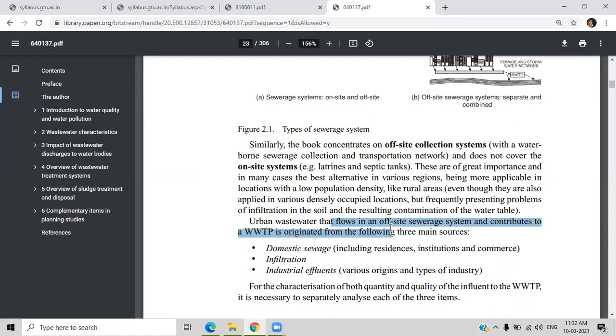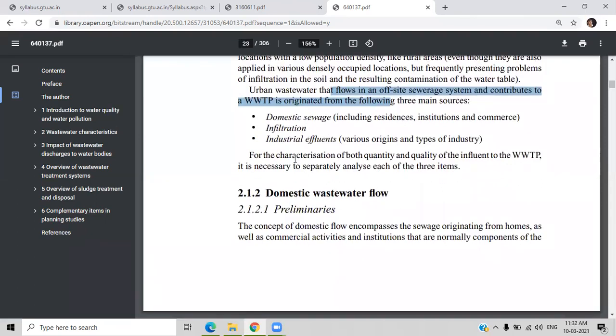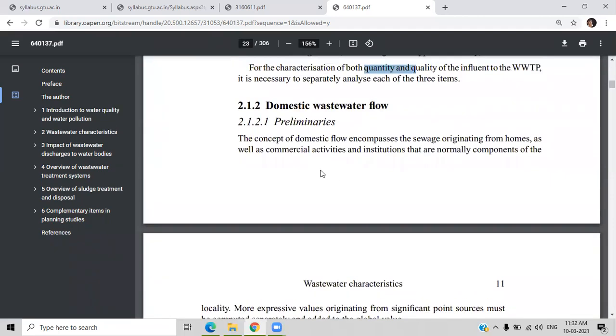Urban wastewater that flows in the offsite sewage system and contributes to the wastewater treatment plant originates from the following three main sources. The first is domestic sewage, including residences, institutes, and commerce; then infiltration; and the industrial influent, of various origins and types of industries. For the characterization of both the quantity and the quality of the influent to the WWTP, the wastewater treatment plant, it is necessary to separately analyze each of these three items. So we can prioritize what kind of pollutants are available in the domestic, in the infiltration, and in the industry.